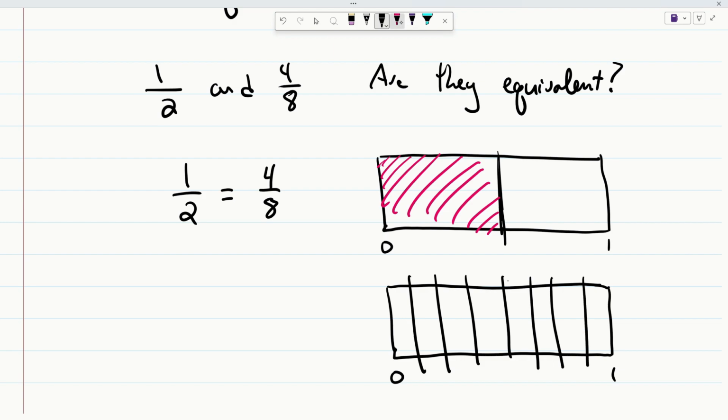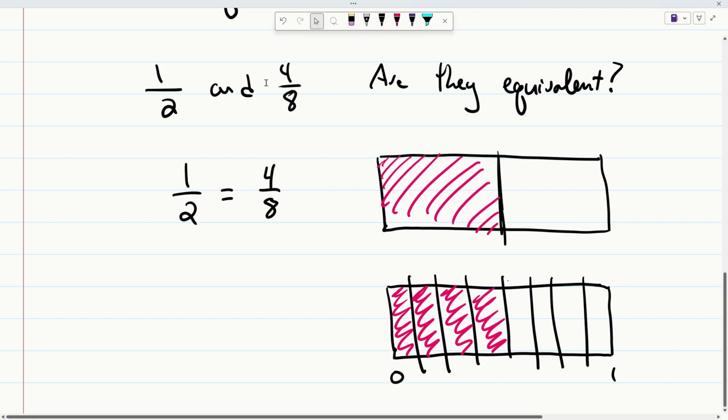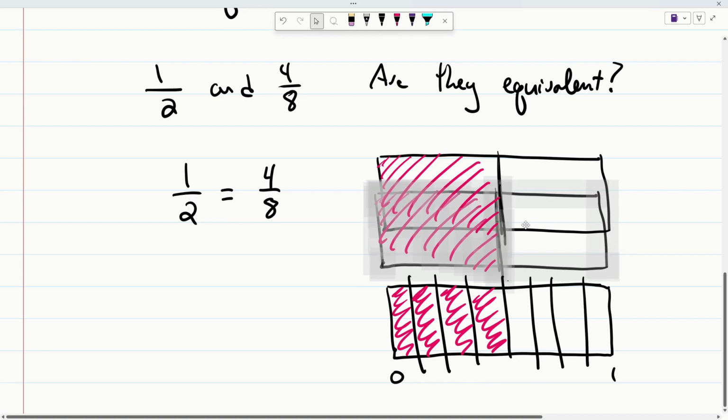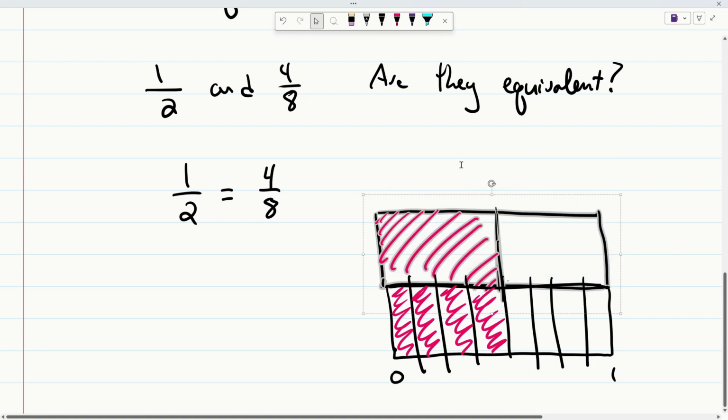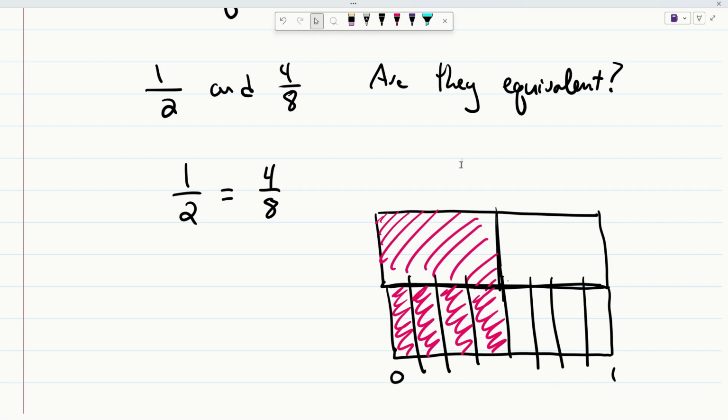All right, and I'm going to shade 4 of them. 1, 2, 3, and 4. Notice that I've essentially shaded the same exact area. If I bring this down, I could put it right there. See, notice that I've shaded the same exact area. So visually, I know 1/2 and 4/8 are definitely equal to each other. All right. And that's what we mean by equivalent fractions.